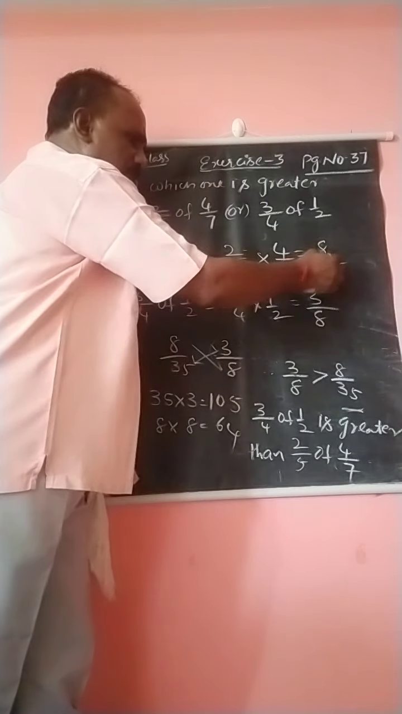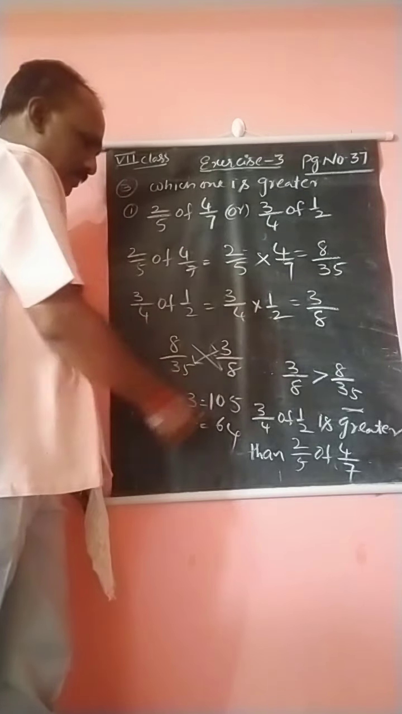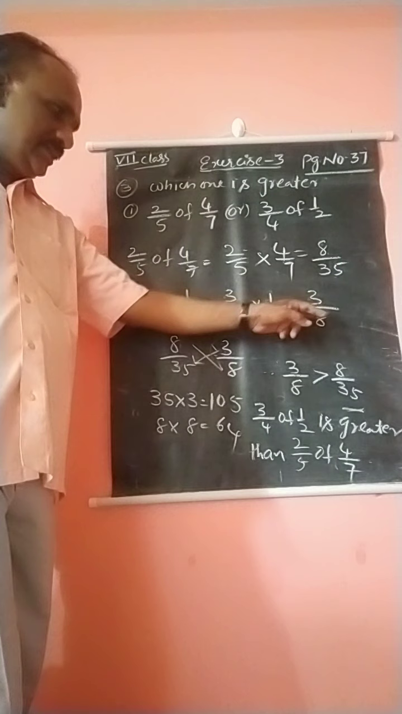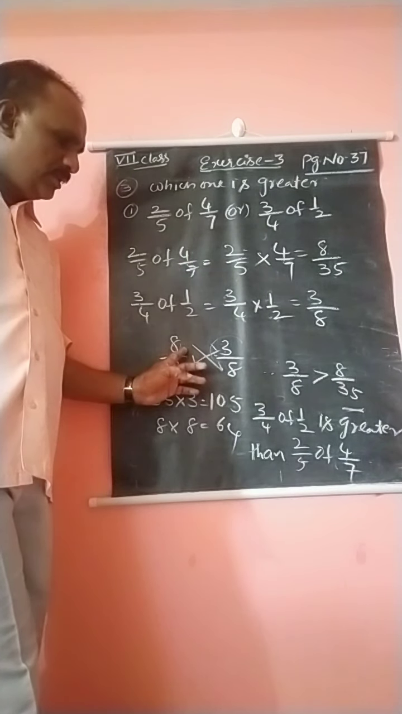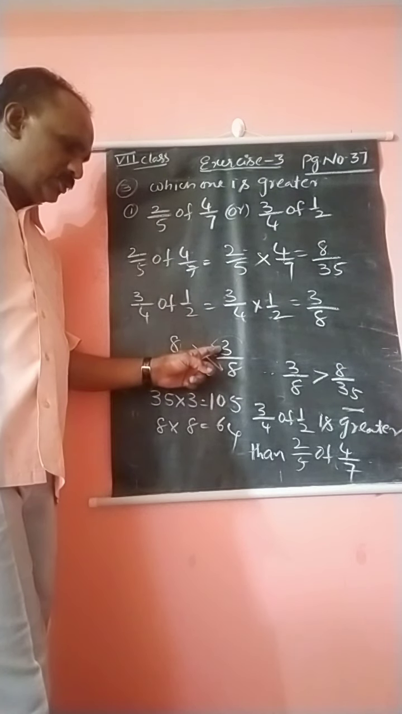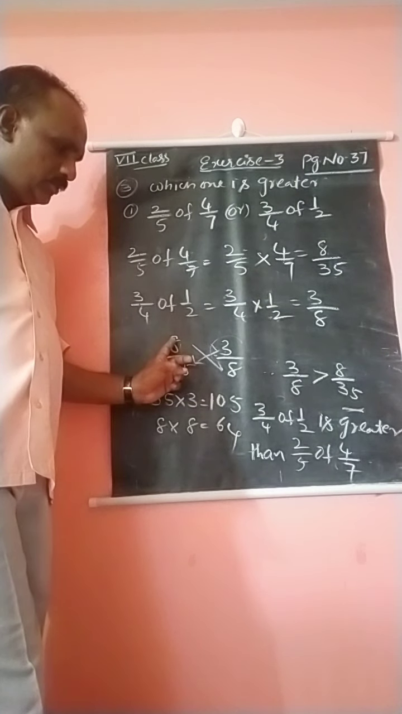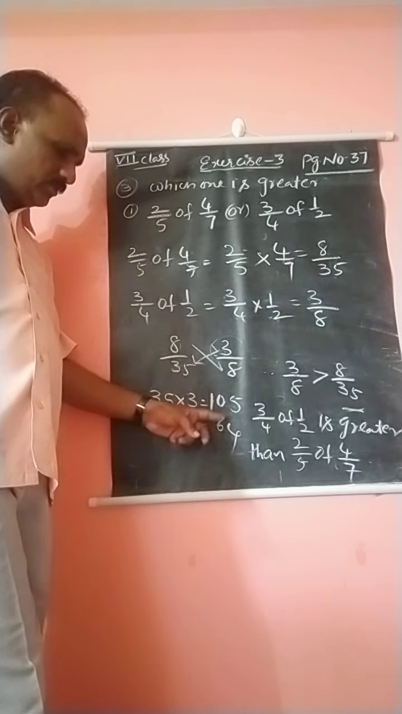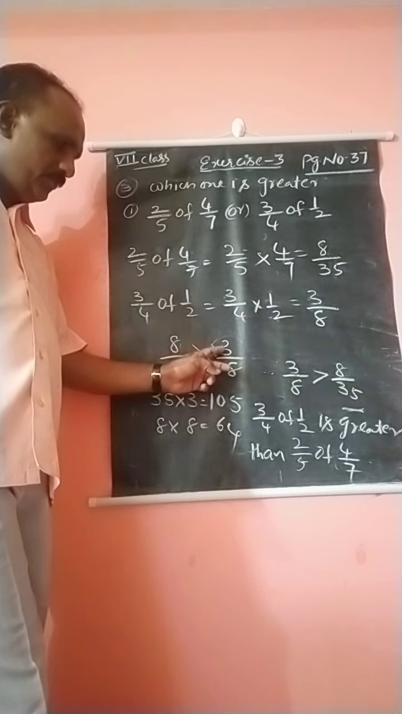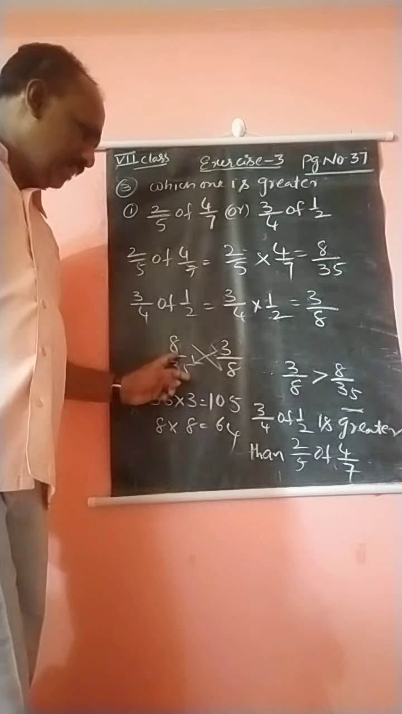Now we should compare 8 by 35 or 3 by 8, which is greater. While comparing two fractions, there is an easy method: go for cross multiplication. Cross multiplication means this fraction's denominator and that fraction's numerator. 35 into 3 is 105. And this numerator and denominator, 8 eights are 64. Which is greater? 105 is greater. So 3 by 8 is greater than 8 by 35.